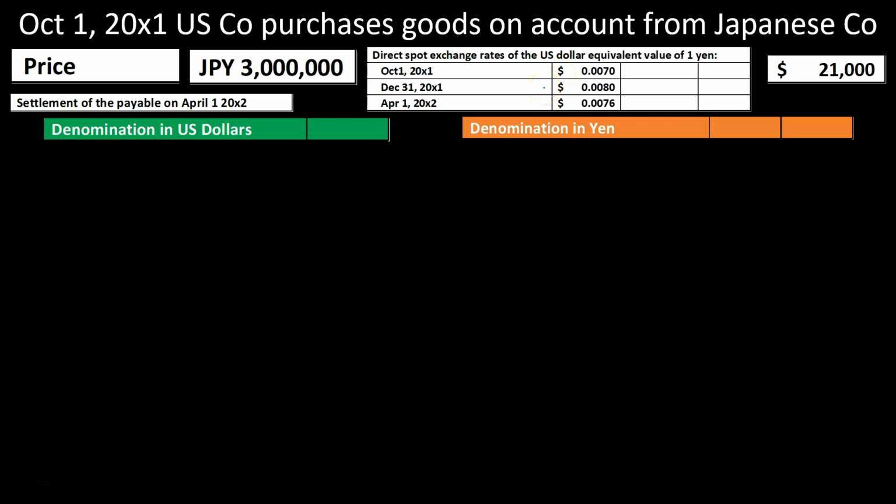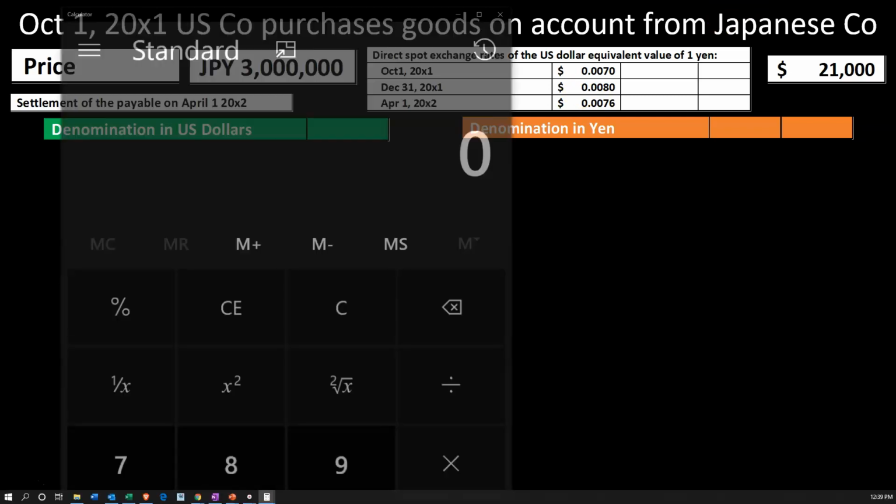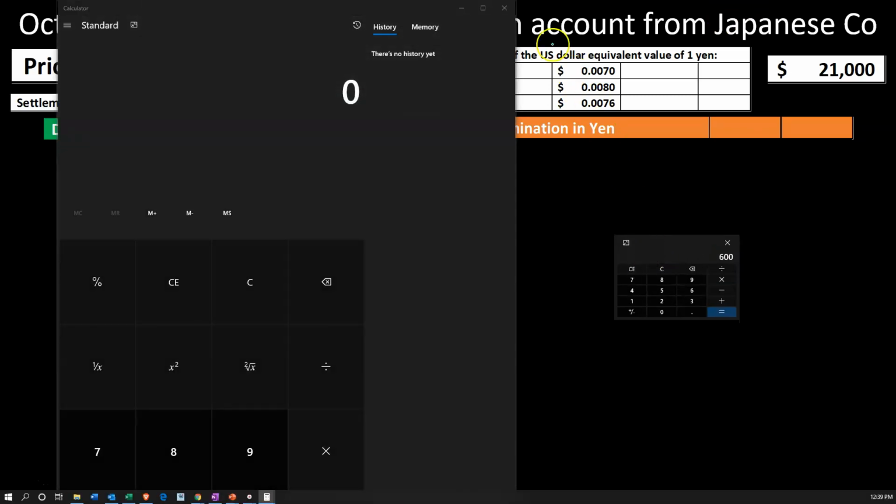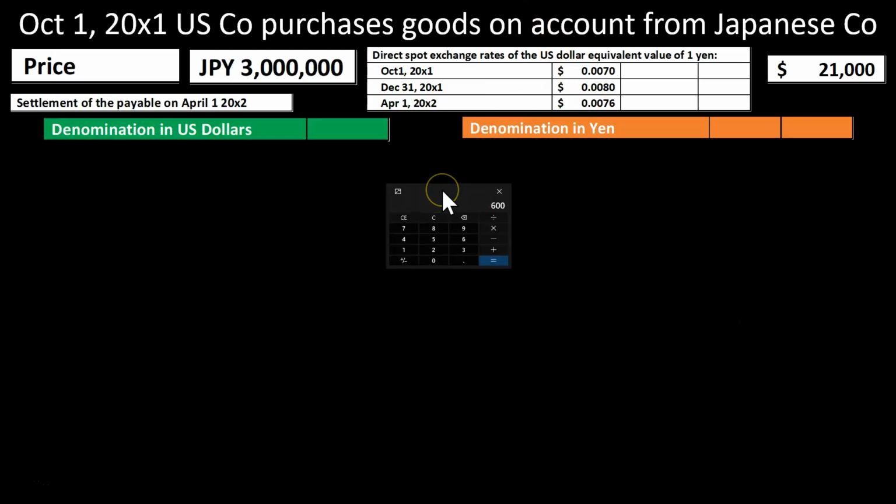And then on December, which is going to be our balance sheet date, where we will have to revalue, 1 yen is going to be worth $0.008. And then on April 1st, 1 yen is worth $0.076. So therefore, if we pull out the trusty calculator, let's pull out a smaller calculator. That one's too big. So we're going to say if we have the 3 million and then multiply that times the current exchange rate on October times 0.007, that's going to give us our $21,000. So our $21,000 if we value it as of October when the transaction took place.